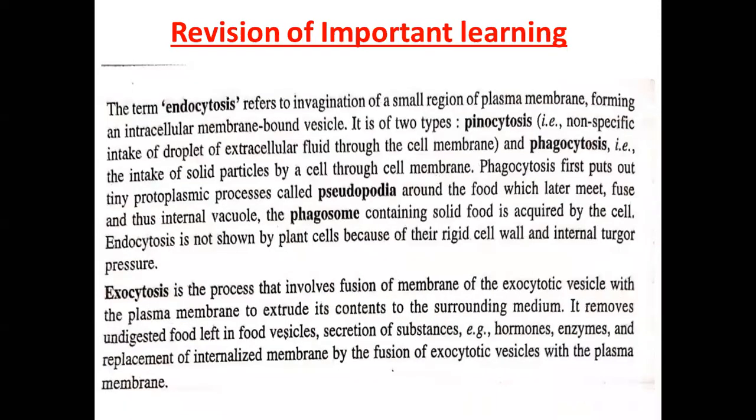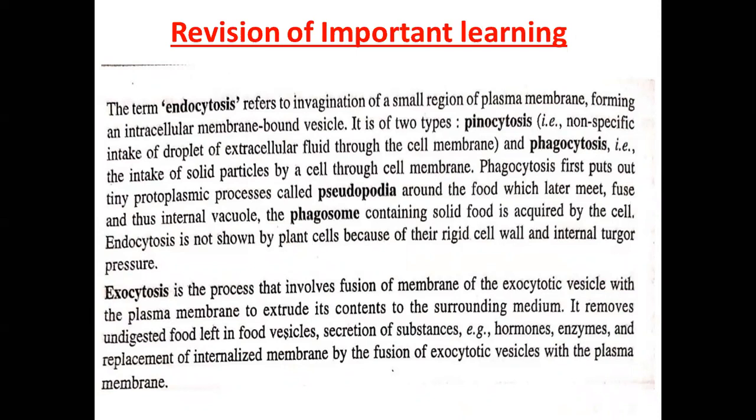The term endocytosis refers to invagination of a small region of plasma membrane, forming an intracellular membrane-bound vesicle. It is of two types: pinocytosis, that is non-specific intake of droplets of extracellular fluid through the cell membrane, and phagocytosis, that is the intake of solid particles by a cell through the cell membrane.